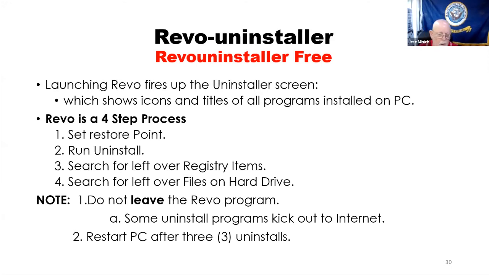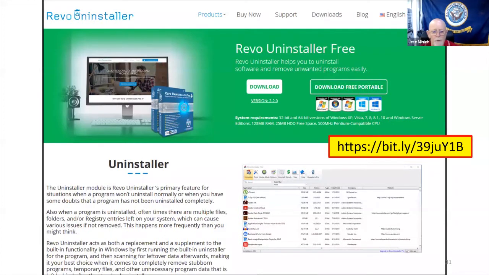And when Revo uninstall finds some registry items and or files on the hard drive that are associated with the program you just uninstalled, it will list them and you can look at them and choose to keep them or get rid of them. This is what Revo Uninstaller Free looks like, and there's a bit.ly for it. And as you can see, it's the free version.